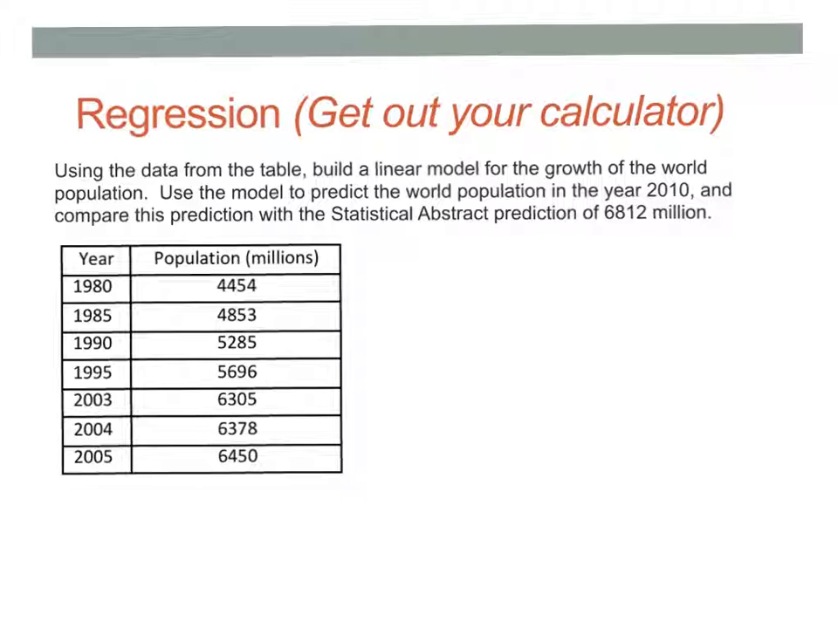So everyone press on your calculator, stat, edit. Now you come up with a list. It says L1, L2, like this. What I want you to do is just enter the data in as it looks. So enter 1980, 1985, 1990, 1995, 2003, 2004, 2005 under L1, and enter the other numbers in L2.